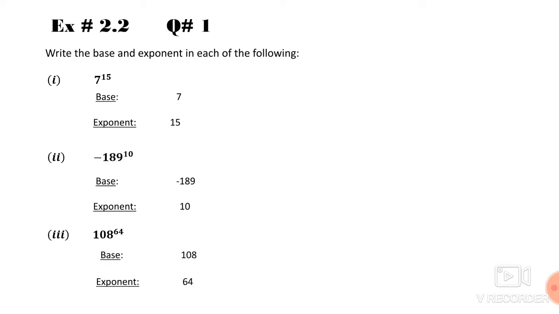Now we are going to start our exercise 2.2, question number 1. Write the base and exponent in each of the following. 7 power 15. Here base is 7 and exponent is 15. Part 2, minus 189, exponent 10. So base is minus 189 and exponent is 10. Part 3, 108, exponent 64. Here base is 108 and exponent is 64.